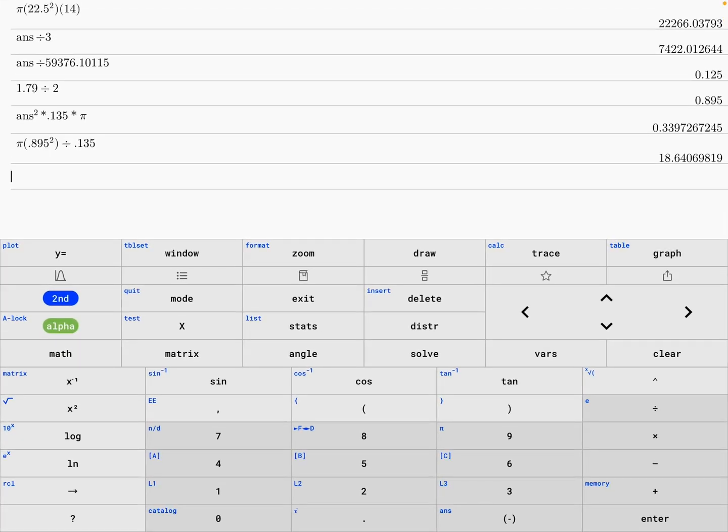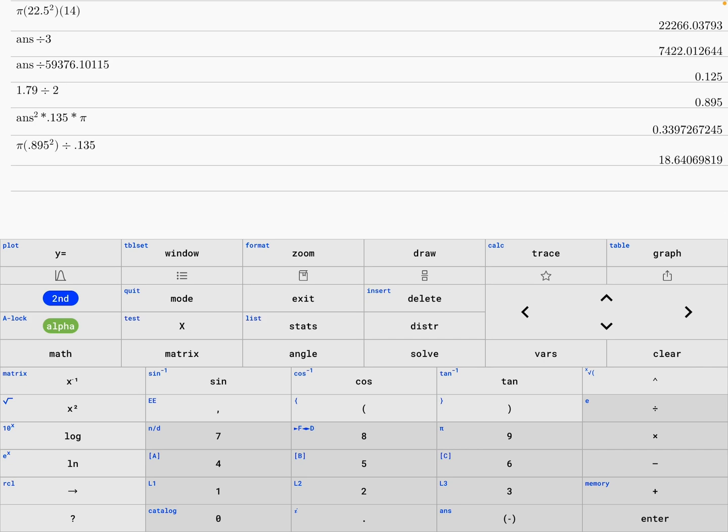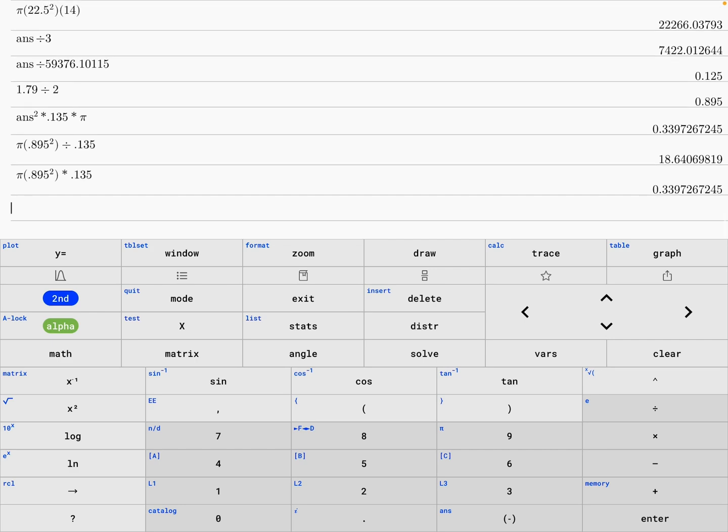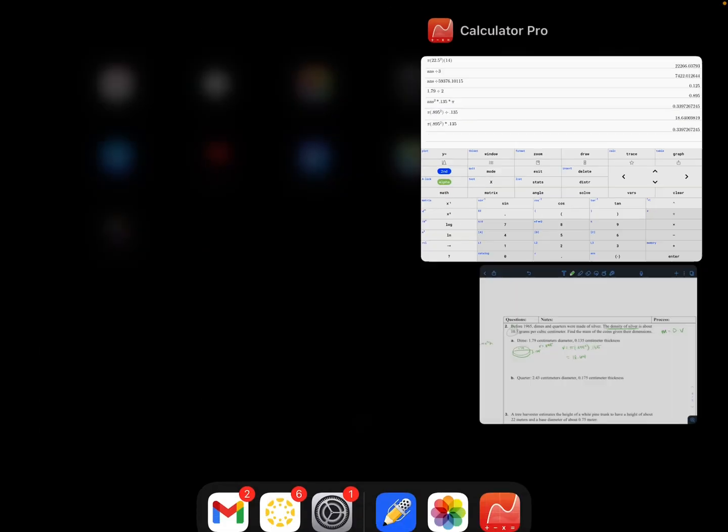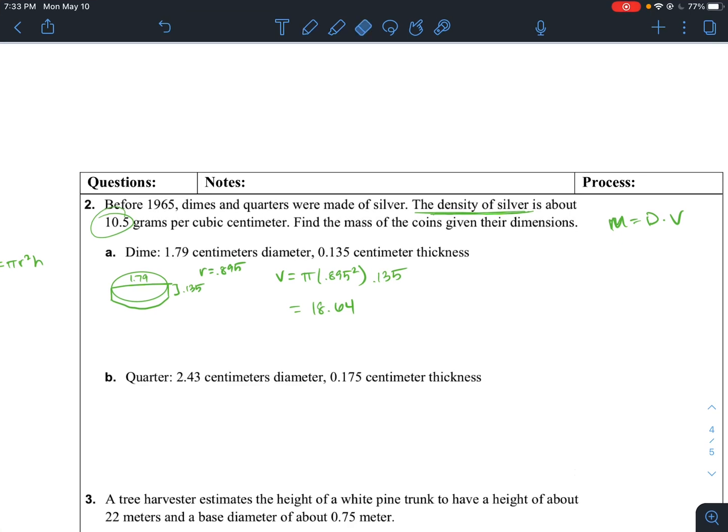Yeah, I keep messing up. That shouldn't be divided by. Sorry, I don't really like this calculator app. The buttons are really small, so I miss them a lot. So times by. There we go. Okay, so I was going to say that sounded way too large of a volume for just a small dime. So 0.34 is what the volume should be. So 0.34 centimeters cubed. That's the volume of our object.